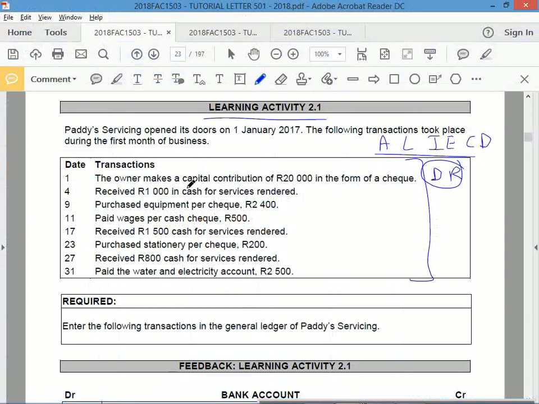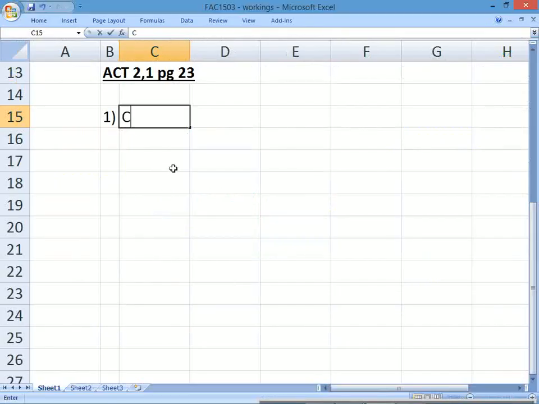Alright, so the first one, let's do together. Here, number 1. The owner makes a capital contribution of 20,000 in the form of a check. I would highlight this, capital contribution, and I'll highlight this, check. Those are the 2 words that I would highlight. If the owner is contributing capital, capital is capital. Capital is its own account. That's the easiest one to identify. So what do I write down? Capital. Okay, what is happening to the owner's contribution? Is it going up? Is he giving more? Is he giving less? He's giving more, so it's increasing. So it's a credit. See, there's the working.